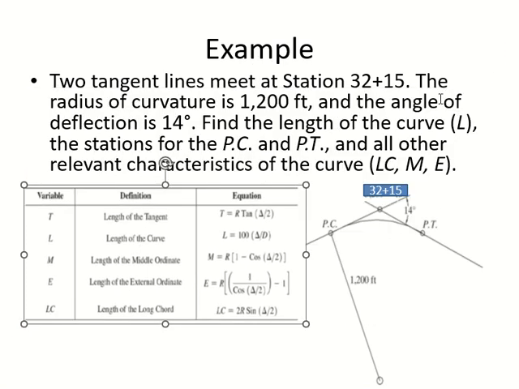The point of intersection of a curve is given. The radius is given, the deflection angle is given. They are asking for the parameters of the curve, and for the stations of the beginning and the end, PC and PT. Let us start with the calculation of the parameters. Tell me these values: the tangent, the length, the M, and the E, and the LC.